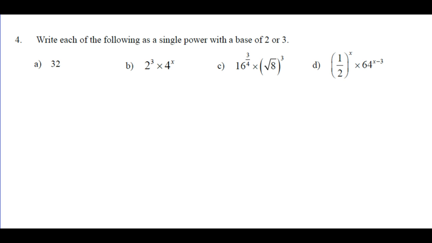Write each of the following as a single power with a base of 2 or 3. Okay, this actually will happen. We are going to have to do this in the unit, but again, we're just previewing this now. So we're saying each of those numbers can be written as either a power of 2 or a power of 3. So 32, is that a power of 2 or a power of 3? 2. So I always just use my fingers, right? I go 2, 4, 8, 16, 32, right? So 32 is 2 to the power of 5.